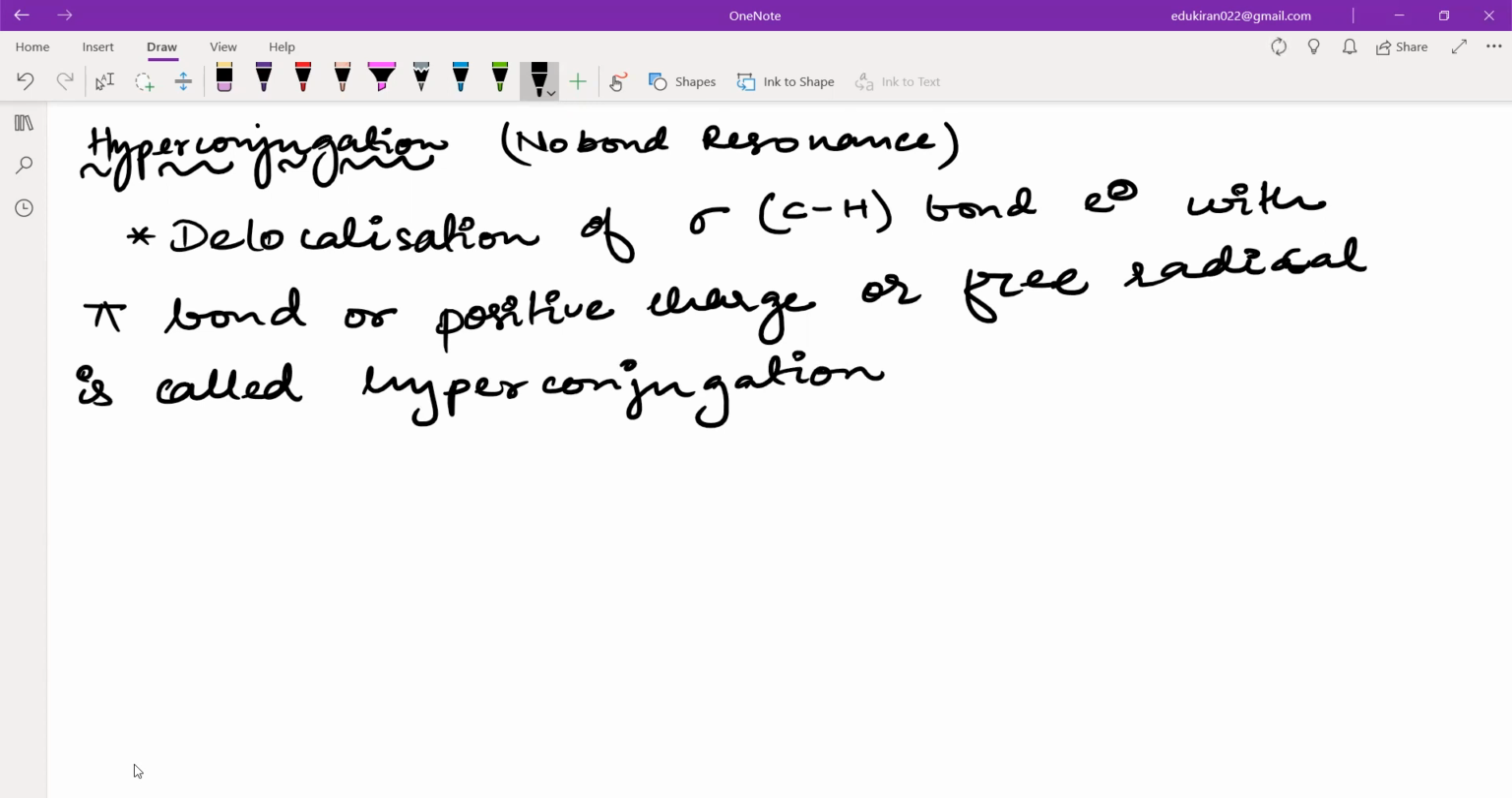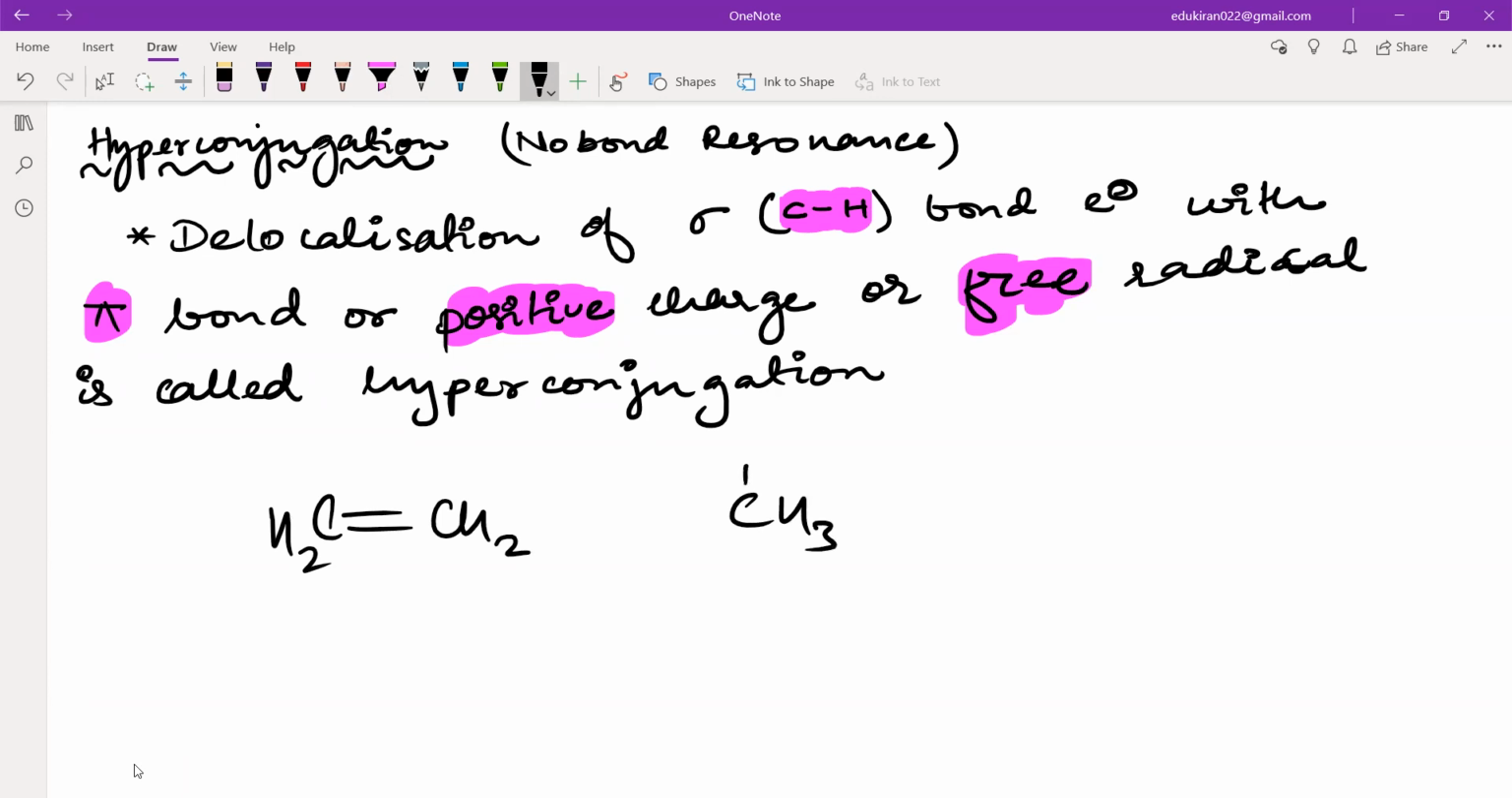So we can either have a pi bond, a positive charge, or a free radical, and there should be a CH bond in conjugation with it. That means it should be near that. So the condition is a pi bond, positive charge, or free radical. Let us see: if I have CH2 double bond CH2, CH3 positive, and CH3 free radical.